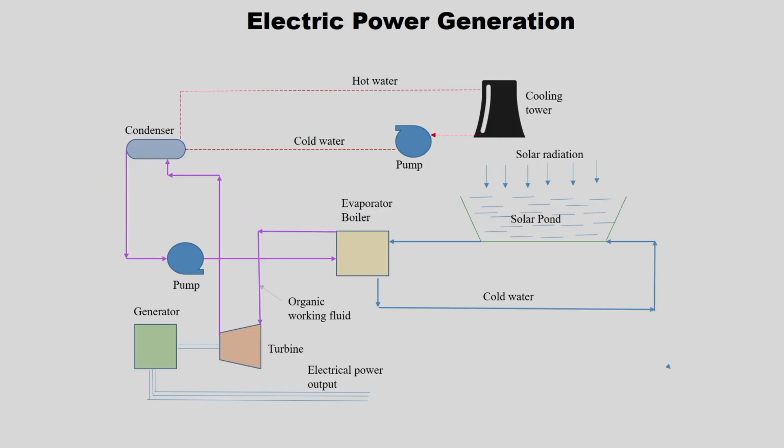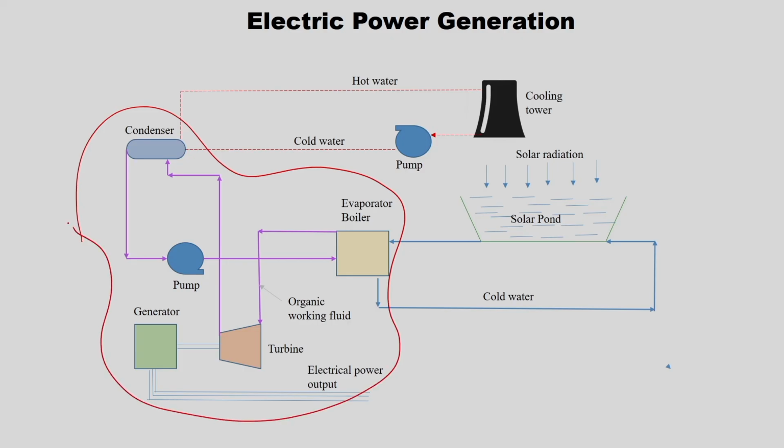Here we are seeing the electric power generation unit. From the boiler it goes to the turbine, from the turbine it goes to the condenser, the working fluid, and after that it is pumped back to the evaporator.